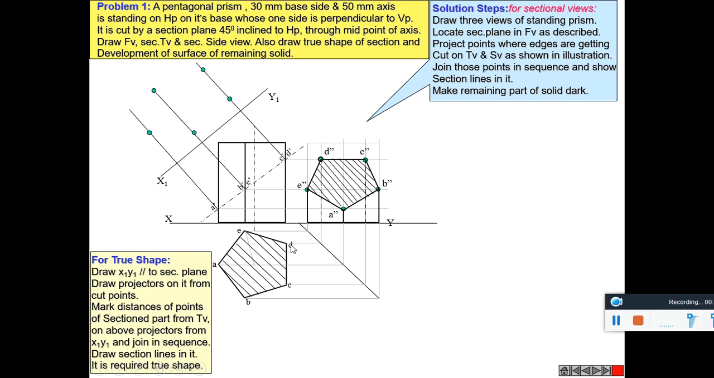Similarly, D and C. A, B, C, D and E are joined with the thick lines and it is hatched. This is the true shape of the sectioned part.